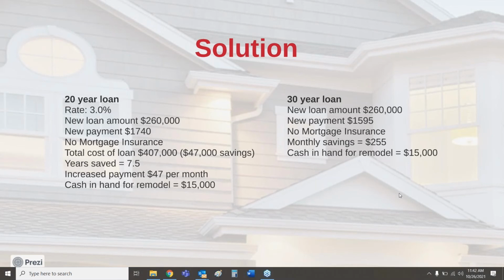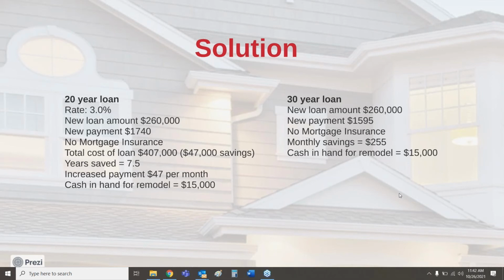Their primary goal that they wanted to accomplish: they needed $15,000 to be able to finish their remodel. So that was the primary goal. What we were able to do is take all the information that we had in front of them and come up with a more comprehensive plan to help them with their finances. We also gave them a 30-year loan option and went through that with them.